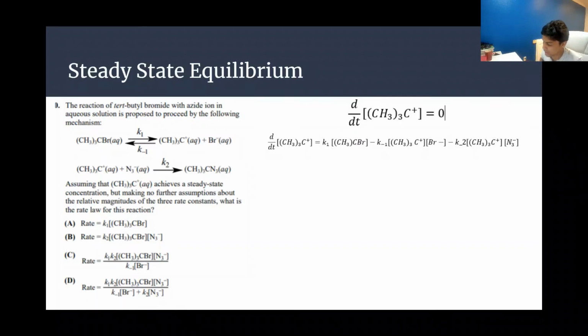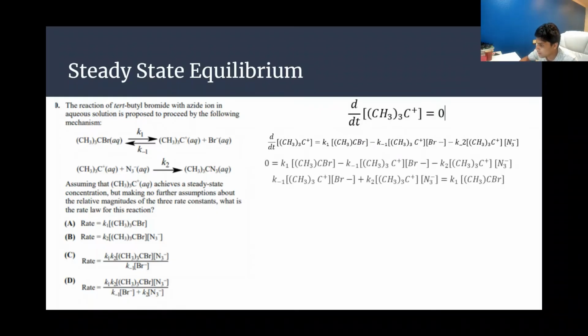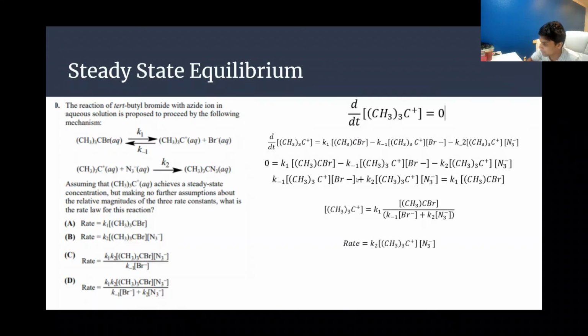Okay, the second elementary step, it's kind of hard to explain. Second elementary step, CH3C+ plus N3. So these rate laws all total up to an overall rate of production equal to zero, because as soon as the intermediate gets produced, it gets consumed. So you set that equal to zero and algebraically solve for the intermediate. You put all of these expressions on one side, factor it, and this is what you get.